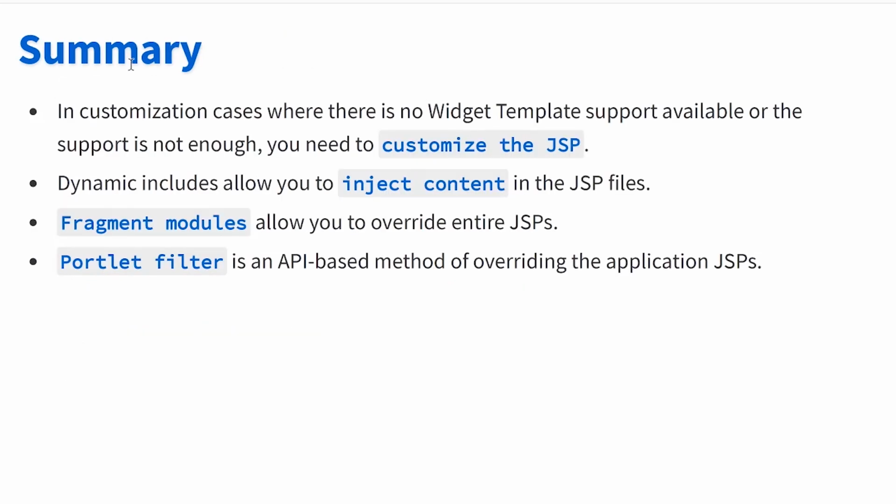Moving on to the summary for this section. In customization cases where there is no widget template support available, or if the support is not enough, you need to customize the JSP using some of the aforementioned methods. Dynamic includes allow you to inject content into the JSP files. Fragment modules allow you to override entire JSPs. And the portlet filter is an API-based method of overriding the application JSPs.